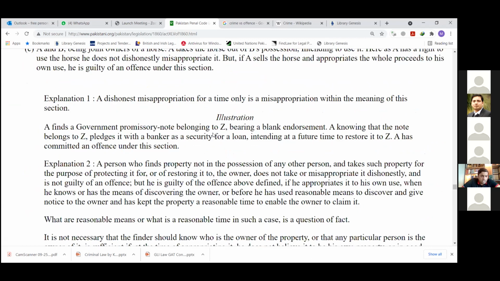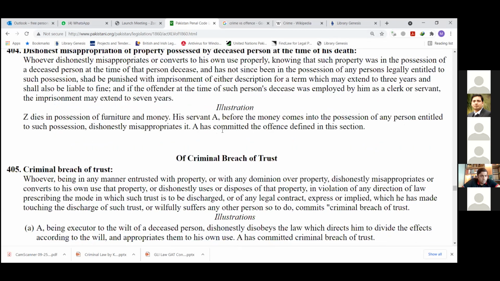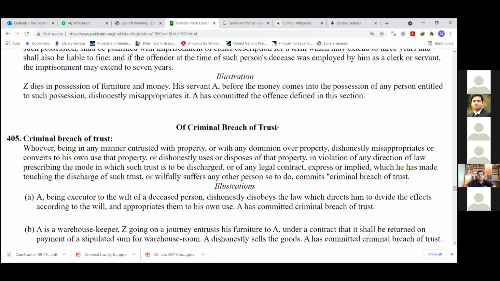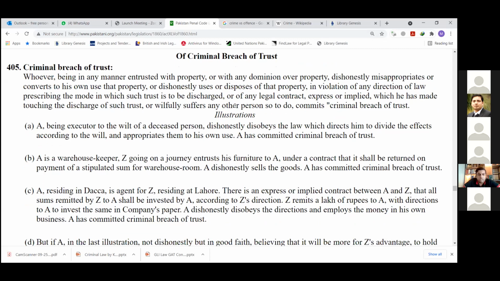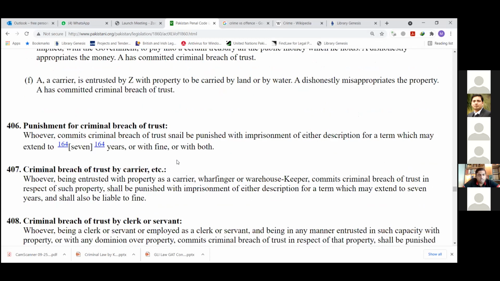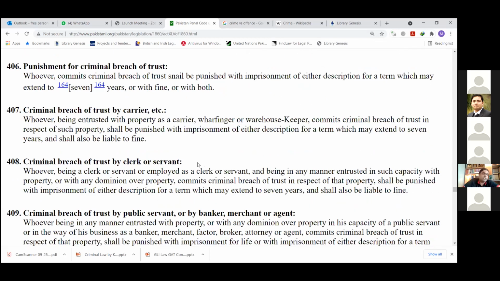It has different kinds then. Criminal breach of trust is one of its kinds. Criminal breach of trust means that any person having any dominion over property dishonestly misappropriates or converts it to his own use, then it is called criminal breach of trust. Criminal breach of trust is punishable in section 406, which is with 7 years imprisonment or with both.